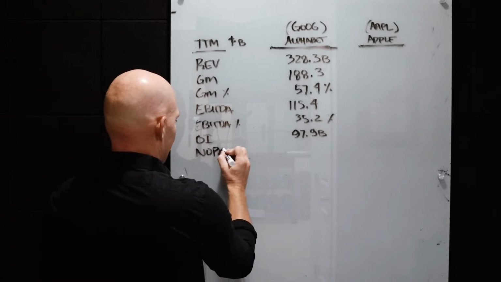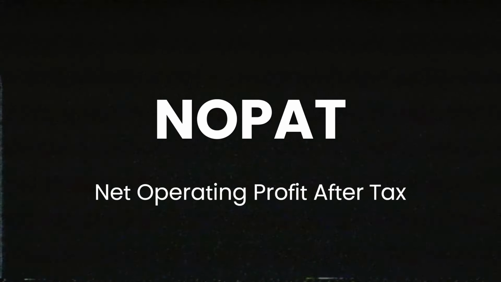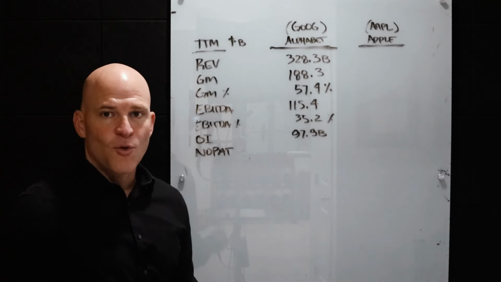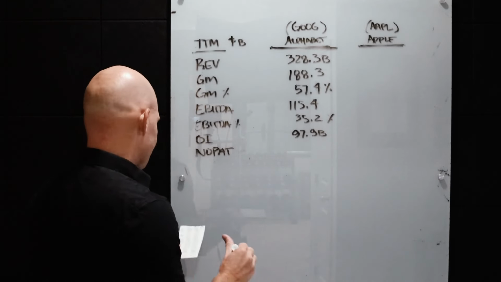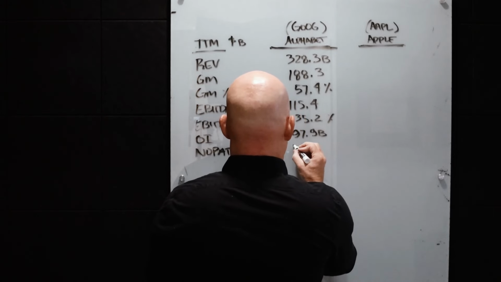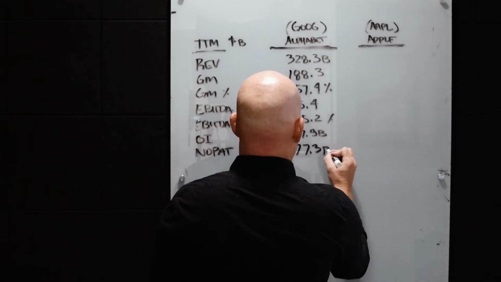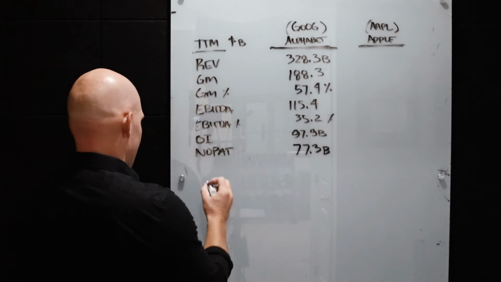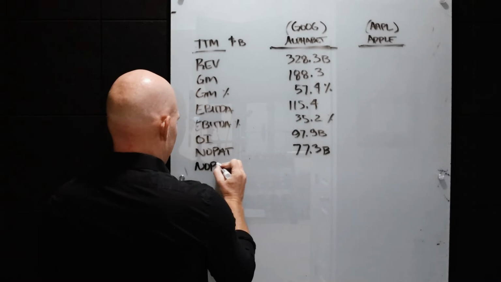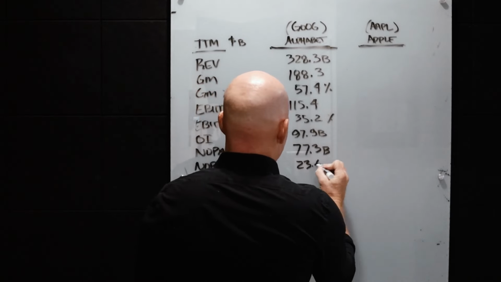so we can arrive at net operating profit after tax. This represents the amount of profit they're earning after tax from their normal operating activities. All right, so their NOPAT is 77.3 billion. Okay, not too shabby. And then NOPAT as a percentage of revenue is 23.6%.